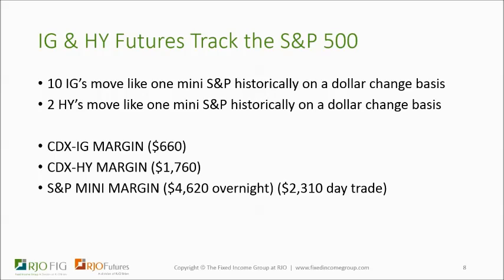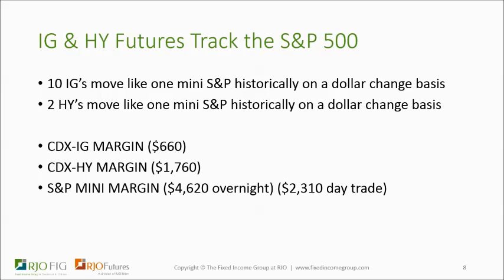We found that it would take 10 IG contracts traded to move like 1 E-mini S&P historically on a dollar change basis. And similarly, it would take 2 high yield credit contracts traded to move like 1 E-mini S&P. Comparing similarly the margin requirements, the investment grade margin, like I mentioned earlier, is $660 per contract. The high yield is $1,760 per contract. And the E-mini S&P margin is $4,620 per contract for contracts traded overnight.